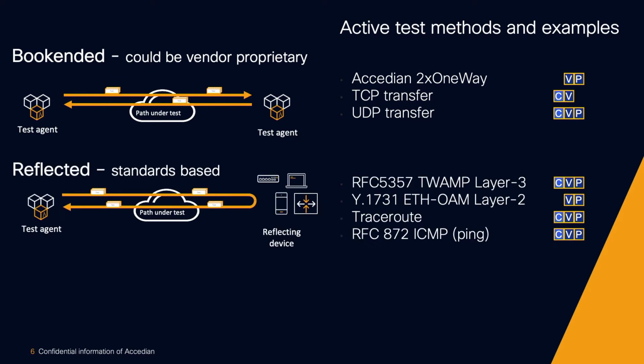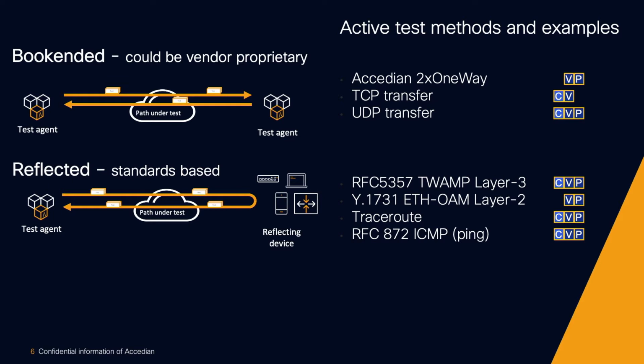The second category of tests we refer to as reflected tests, and these are usually defined based upon some kind of standard. The most common standard would be the RFC 5357 TWAMP, which is a layer 3 test protocol used to monitor delay, jitter, and packet loss. With these types of tests, you have a Skylight agent or a Skylight sensor only at one end of the test. At the far end, you instead rely on enabling that reflection service in the router or in the switch or in the server that sits at that location.